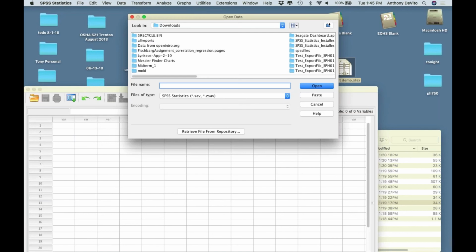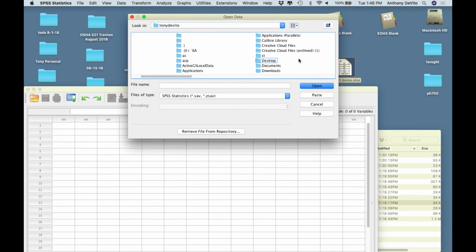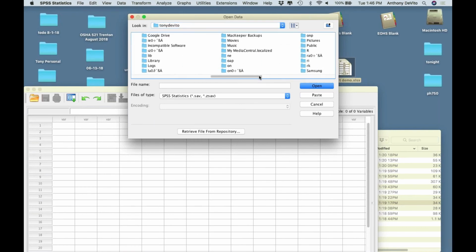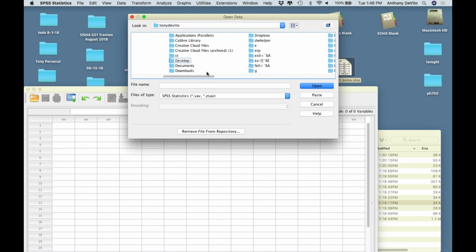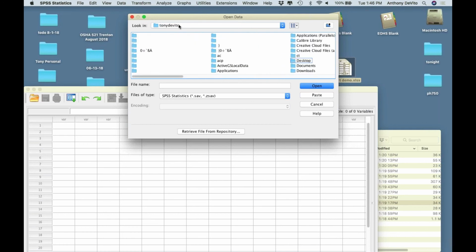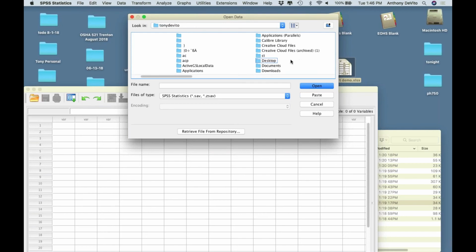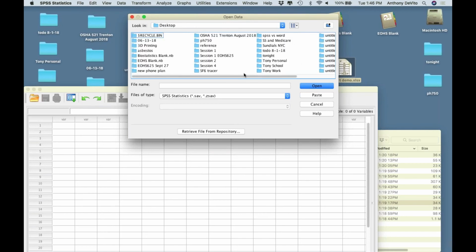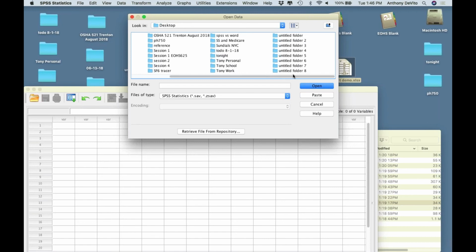I'm going to navigate to my desktop. I didn't get to my desktop yet. There we go. Okay, there's my desktop. And I'm going to go to this file, and I don't see the file. By now you should know why I'm not seeing the file, right? It's an Excel file. SPSS right now is only looking for .sav files, for SPSS files, right?